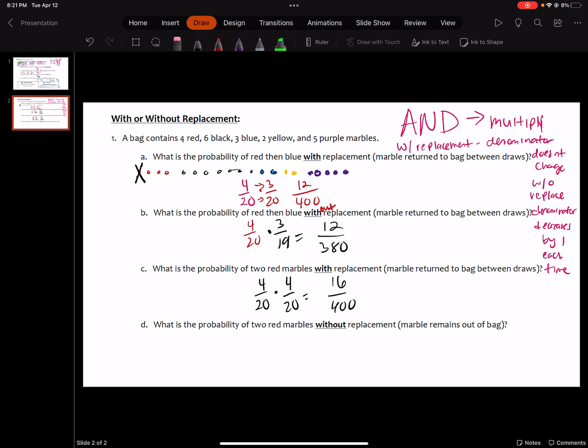And then my very last question is we're going to do 2 red marbles without replacement. So we still are going to start with the 4 out of 20. But back at the top here, when we took out 1 marble and we didn't put it back, how many marbles are left? And you should recognize that there are 3 marbles left. And also the denominator changed because we didn't put that 1 marble back. So now it's 3 out of 19 when we have taken 1 red marble already out. So that's going to be 12 over 380.